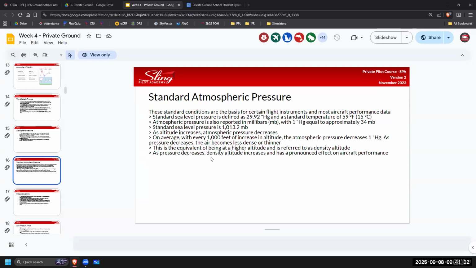Okay. As pressure decreases, density altitude increases. That has an effect on aircraft performance. That's when we're talking about how height, one of the H's, altitude, affects density altitude, because as pressure decreases, so the higher you go in altitude, the less pressure there is, and with less pressure, density altitude increases.